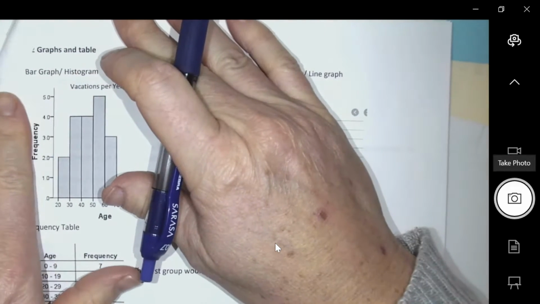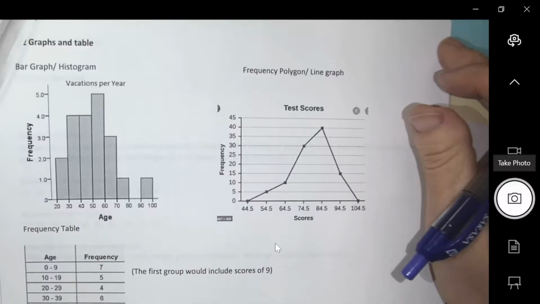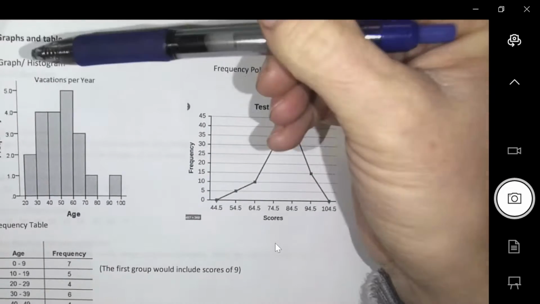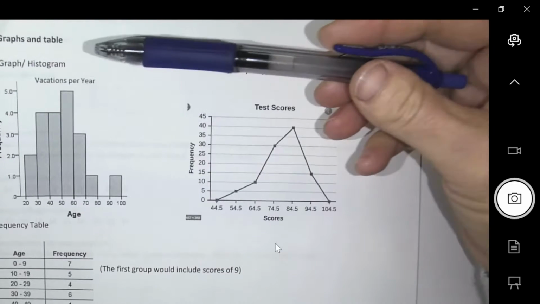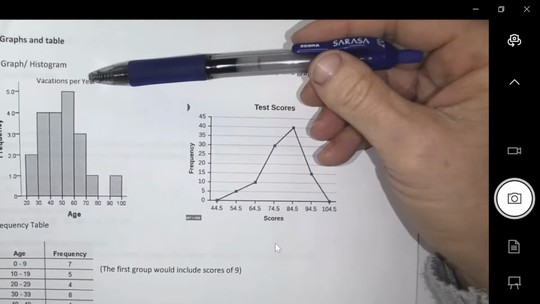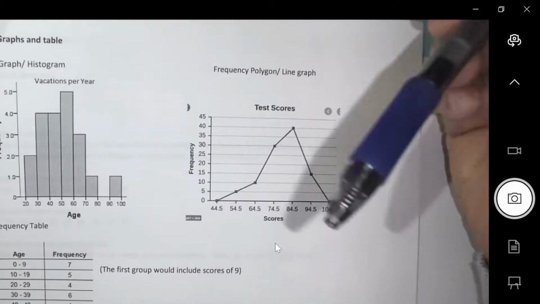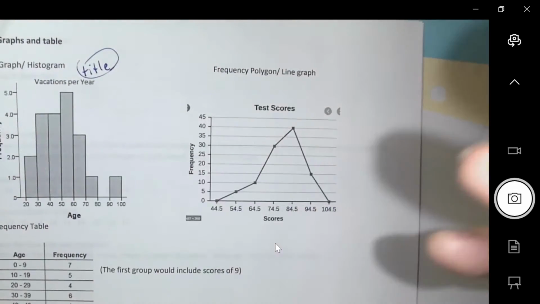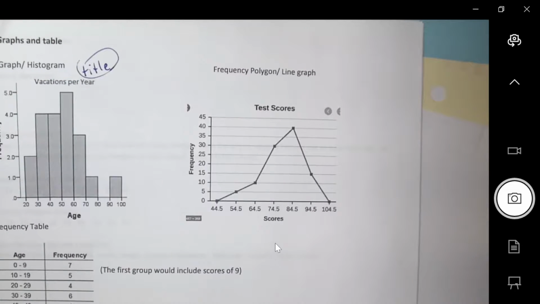Okay, the title of this is using bar graphs and tables, frequency tables. So this kind of drawing is called either a bar graph or a histogram. Okay, so here's what you need. You need some kind of title on this, a title of what's happening. What are you even talking about?